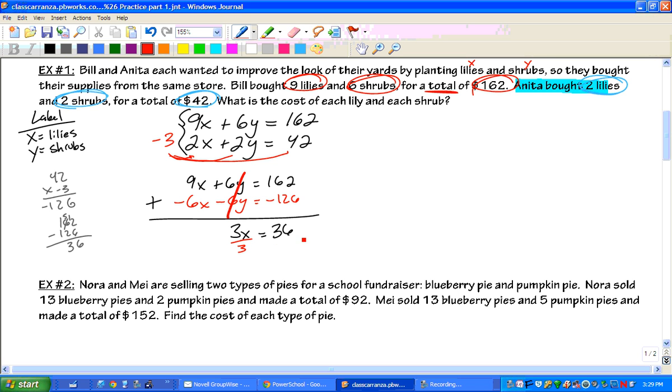And to get the x all by itself, x equals 12. Now we're going to plug back into an original equation. Use whichever one's easiest. I'm going to use that bottom one. Make sure you're plugging in for the correct variable. 2 times 12 is 24.